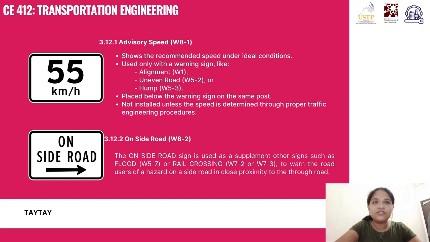This is the advisory speed sign, the W8-1. It gives the recommended speed under good conditions and is only used with a warning sign, like those for curves, humps, or uneven roads. And next, the on side road sign, the W8-2. It supports the other signs such as railway crossing or flood warnings by indicating that the hazard is located on a side road, not directly ahead.